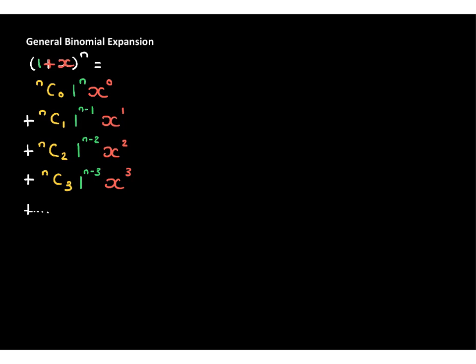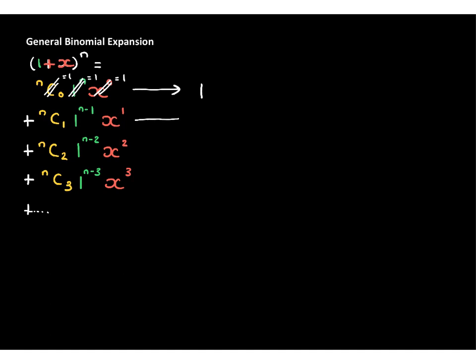Let's see how. Let's take the first term. What did we say n choose 0 was equal to? We said n choose 0 was equal to 1. What about 1 to the power of n? Well, that's also equal to 1. And what about x to the power 0? That's also equal to 1. So this term just becomes 1.